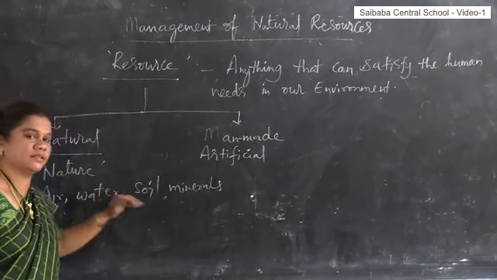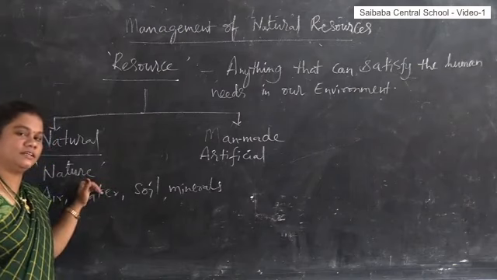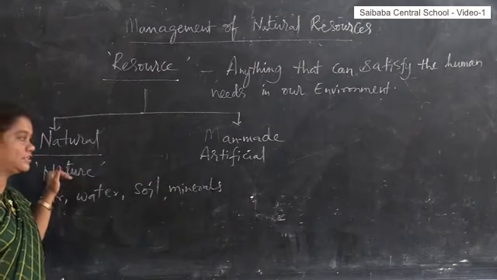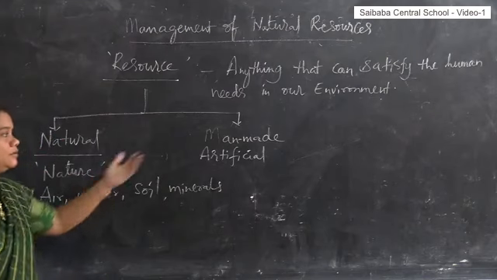There are so many natural resources available in the environment. Here I have given these examples. These are provided by nature and they are satisfying our needs. So they are called as what? Natural resources.